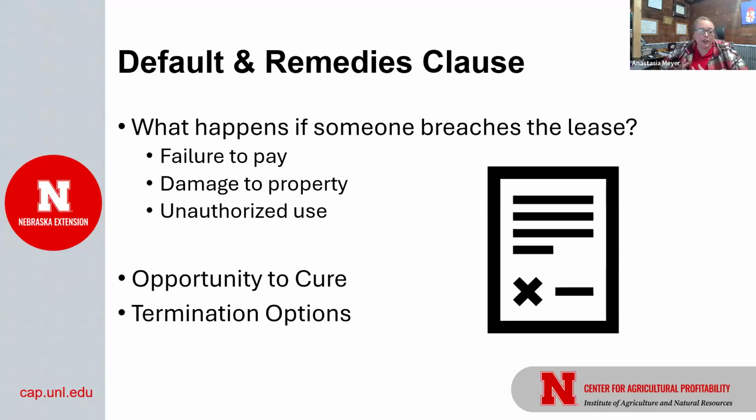Otherwise, you can go right into termination options, that it is terminated then, regardless of if it's a long-term lease or a holdover lease. But depending on the situation is going to make your decision on the opportunity to cure or not.